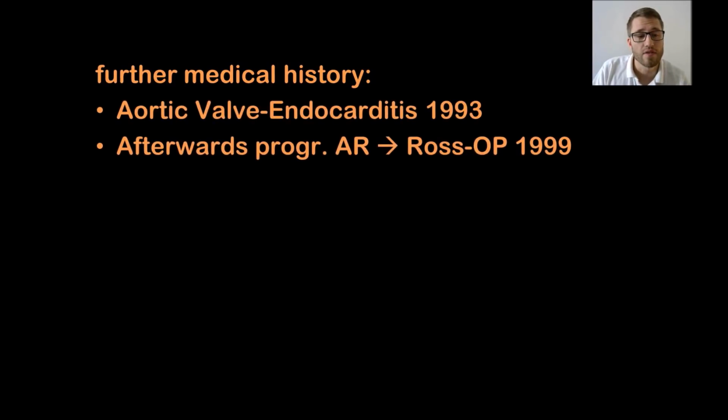This patient had some more medical history, I have to tell you, and this all started with an aortic valve endocarditis in 1993. Afterwards, the endocarditis destroyed his aortic valve with a progressive aortic regurgitation, and this finally ended in a Ross operation in 1999. Just to refresh your memory, the Ross operation is the following procedure.